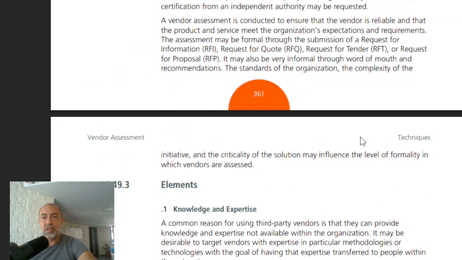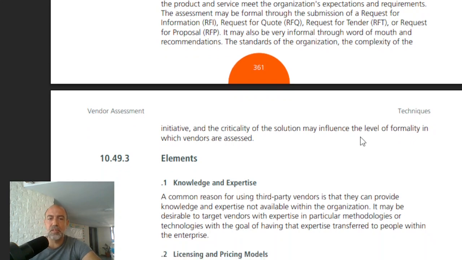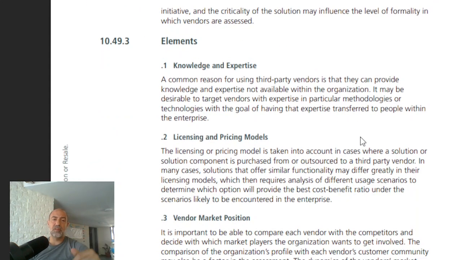Let's assess the vendor, see if it's reliable, and whether the product and service meet the organization's expectations. So we have request for information, request for quote, request for tender, request for proposal. A tender is a bid, a proposal is like tell us what you can do or how you can do it. Request for quote is basically how much would it cost, and request for information is basically processes and things like this. The standards of the organization, the complexity of the initiative, and the criticality of the solution may influence the level of formality in which vendors are assessed. Every solution has its own standards, and that's basically the conversation we're having right now.